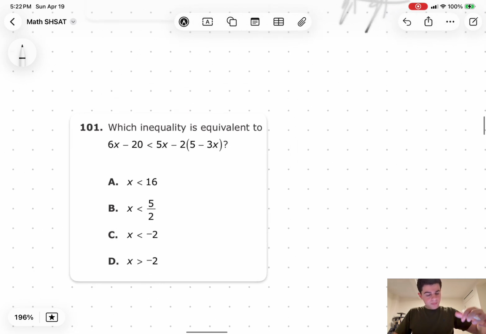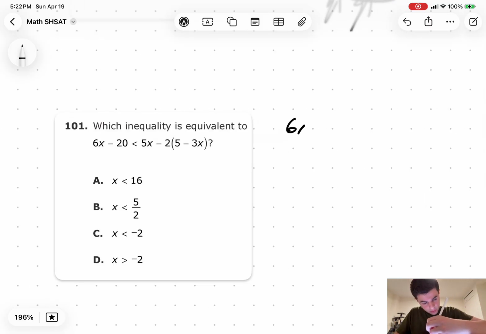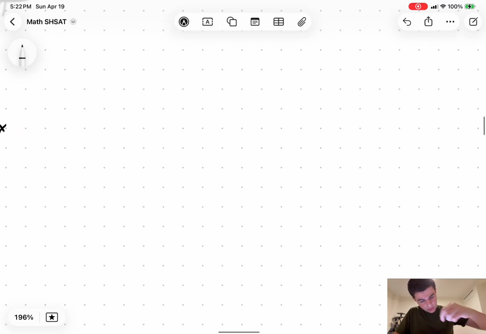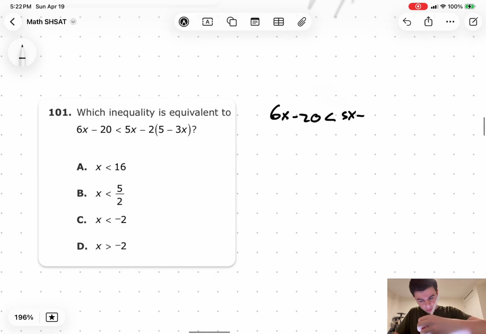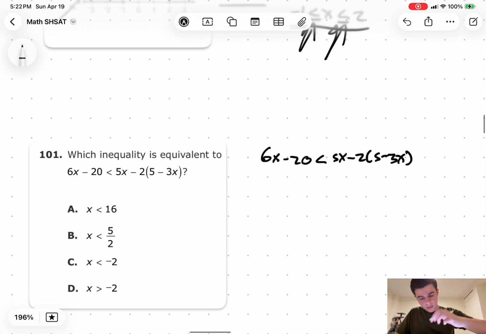In our last question, which inequality is equivalent to 6x minus 20 is less than 5x minus 2 times 5 minus 3x? This is similar to the order of operations questions that we did in previous videos. So first thing we're going to do here is, I'm going to rewrite it. And then, because there aren't two inequality symbols, we don't actually need to split this up into two things. We're just going to undergo normal order of operations, right? So let's just remember that. Let's write that down for us.